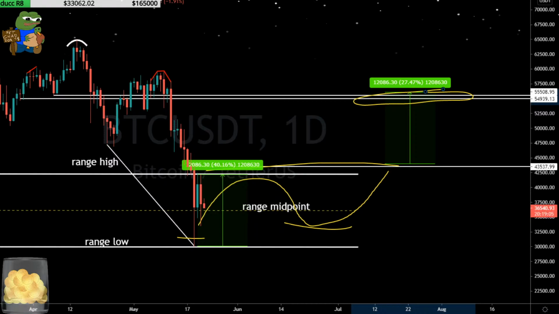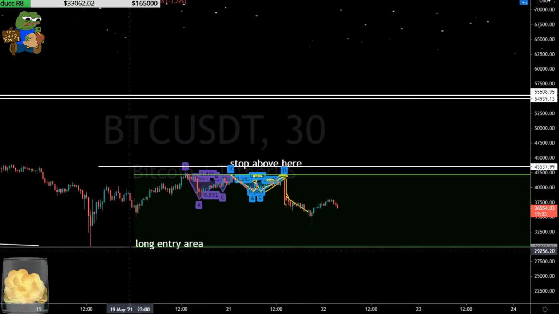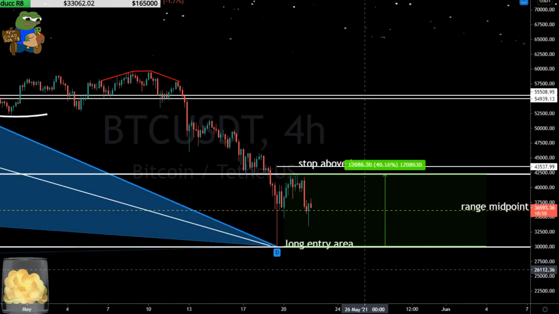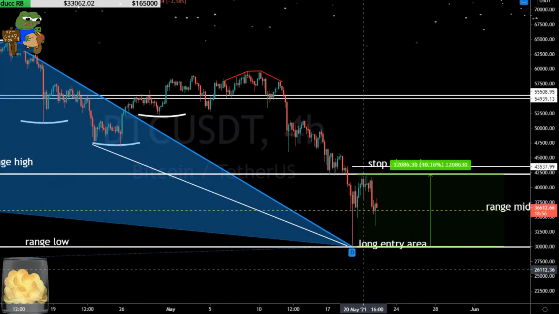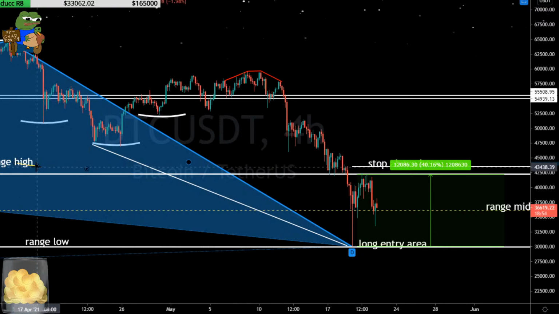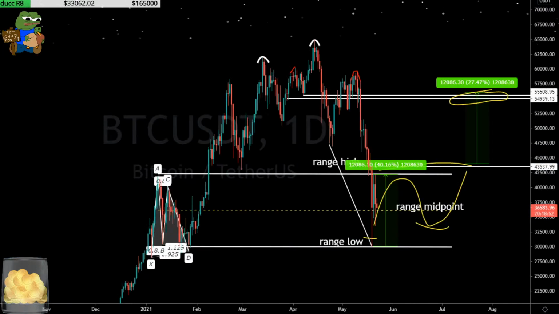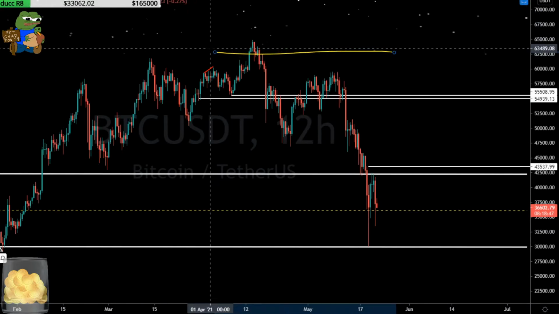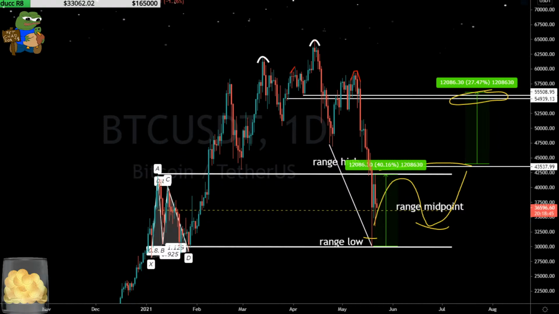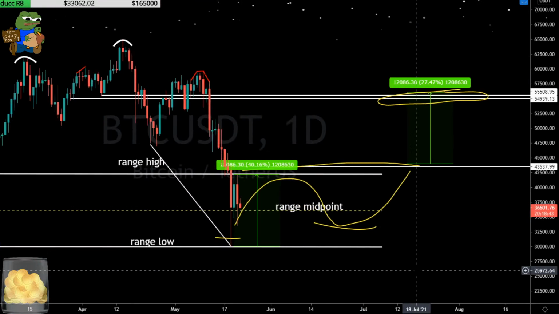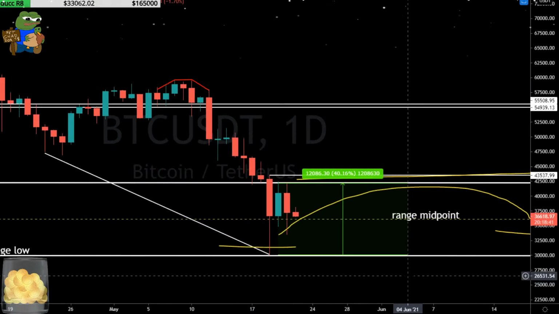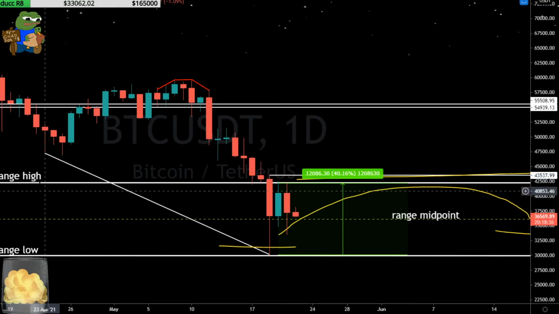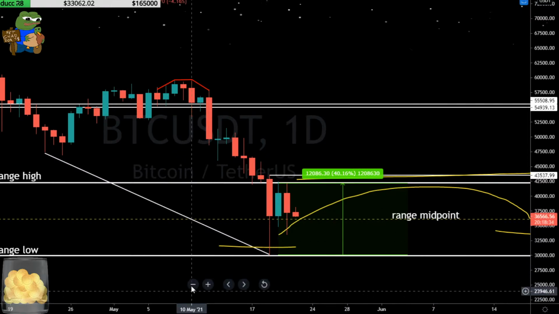Let me zoom in. Range, let's see, 4-hour, maybe a better view of it. Where was I at? All right, we'll just stay on the daily, I guess. So here's your range high. Here's your range low, the white lines.